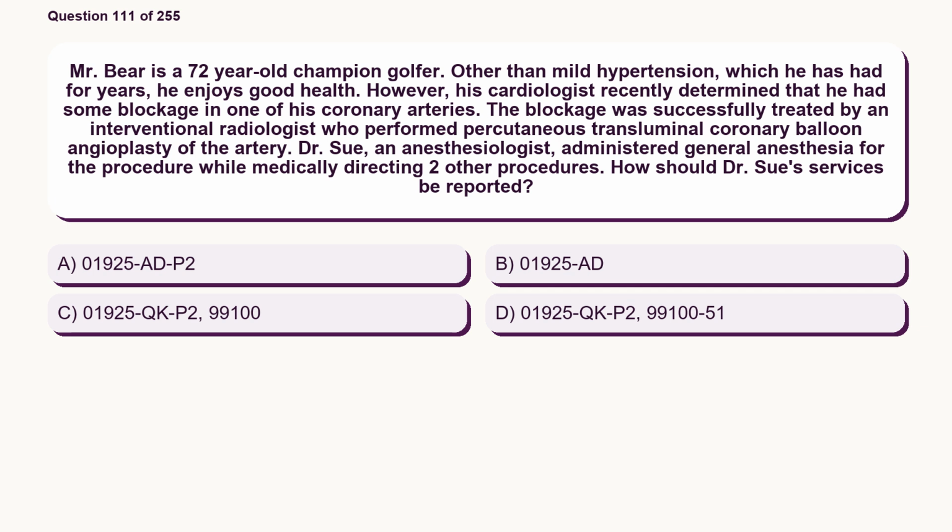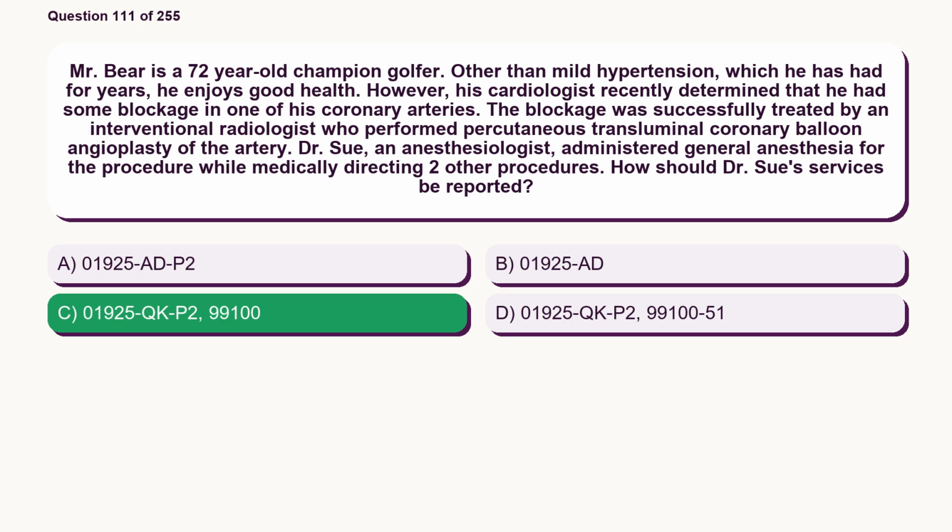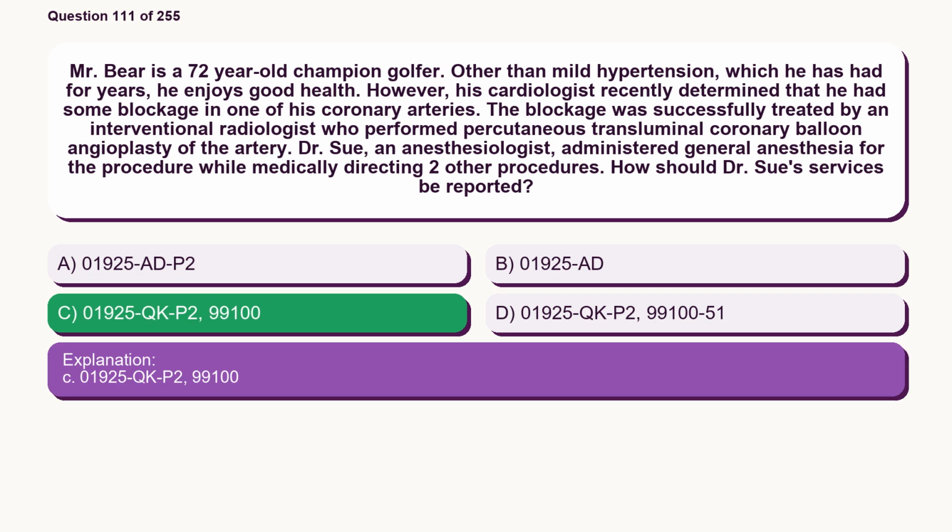Option A, 01925 ADP2. Option B, 01925 AD. Option C, 01925 QKP2, 99100. Option D, 01925 QKP2, 99100 to 51. The correct answer is option C, 01925 QKP2, 99100.